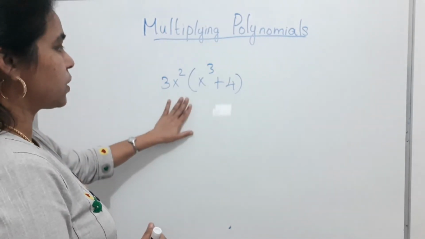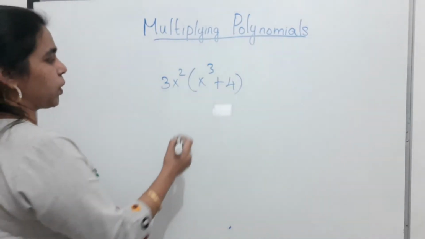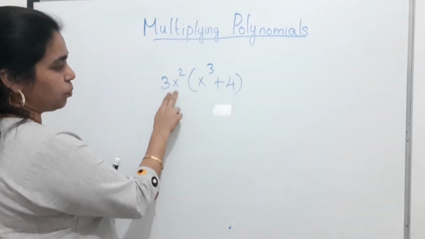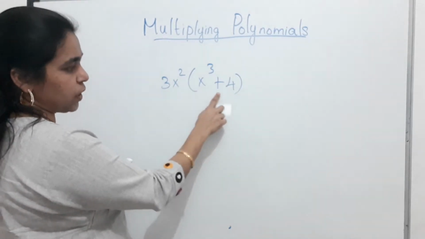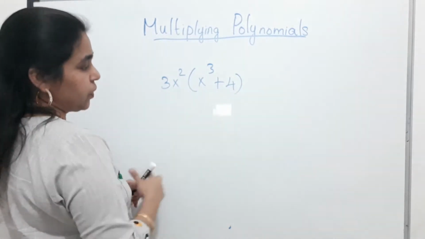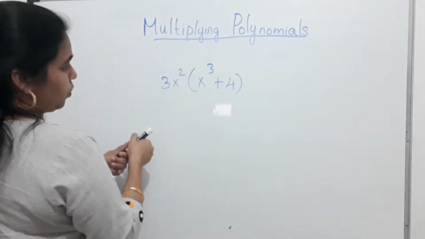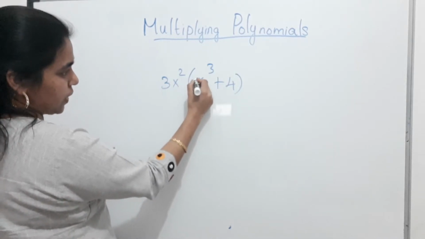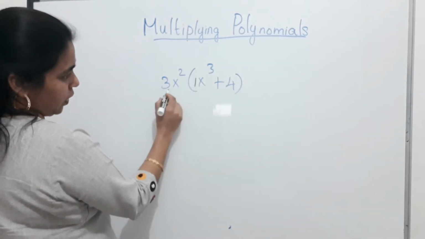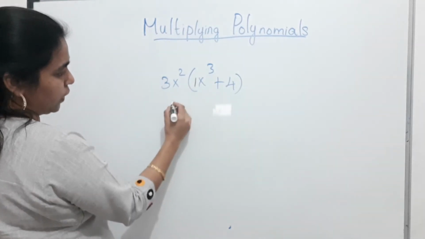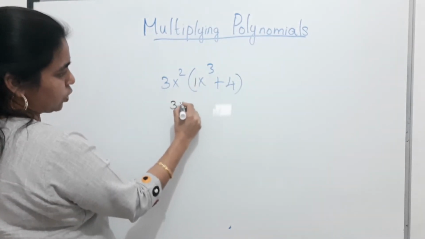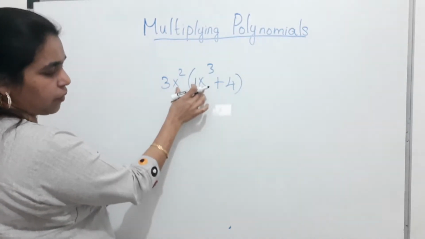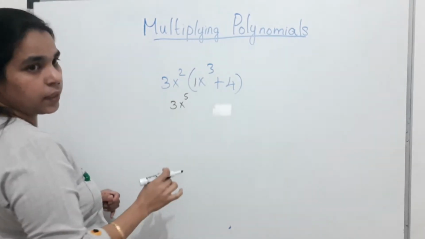Okay, now in this question, we are going to multiply a monomial with a binomial. For that, you must multiply the monomial with each and every term inside the bracket. So here, 3x squared is multiplied by x cubed. This one has a coefficient 1, so when you multiply 3 and 1, you will get 3, and then x to the power 5, because when you multiply two variables with the same base, you have to add the exponents.